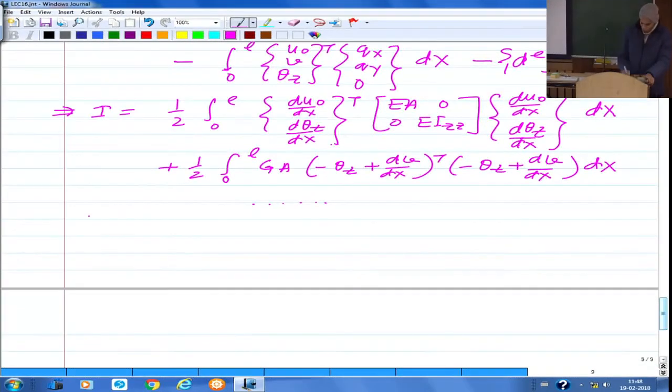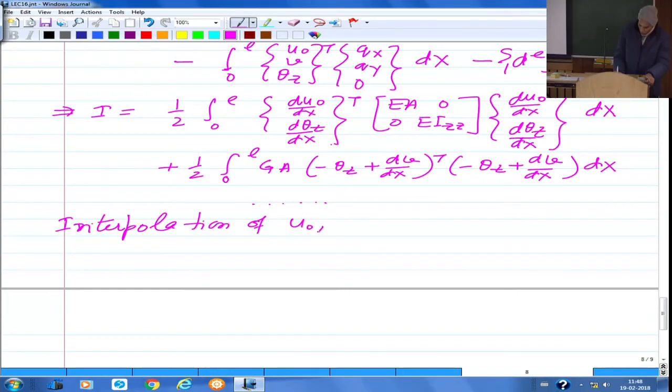Now let us talk of interpolation. We have basically three kinematic variables, so interpolation of u naught, v and theta z. Interpolation means essentially we are talking of approximation of u naught, v and theta z within the element. Now if you see the integral functional, of course when you go through the derivation of the integral functional through the Bettel-Riccioli statement big form, you will find in this case the primary variables are u naught, v and theta z.